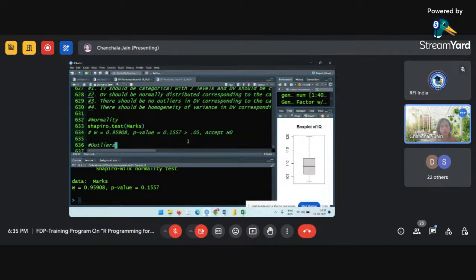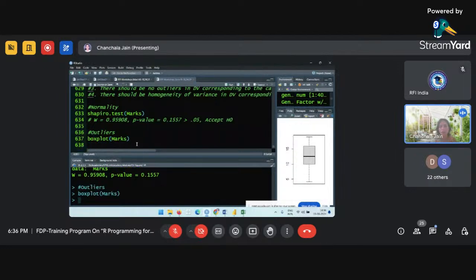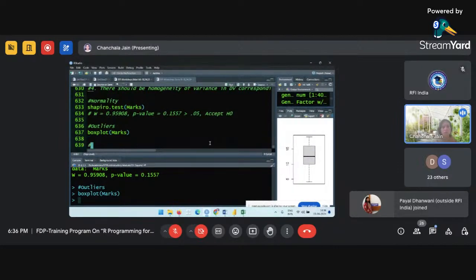You need to plot the box plot for the same, so I am writing here the marks. Although gender is not working, otherwise you would use a tilde sign here, I don't know why it is not working, so we'll go with this only. You can see that above both whiskers, or below the first and second whisker, we are not getting any circles. That means no outliers are present here. Now we will talk about the next thing, that is the homogeneity of variance.